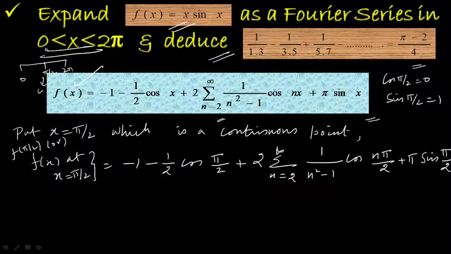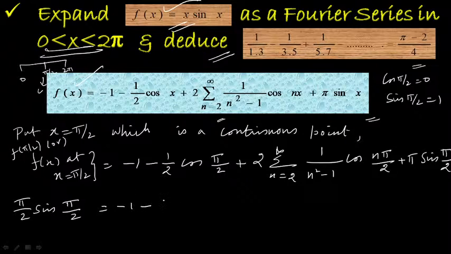Now look at the left hand side, the function value at x equal to pi by 2. What is f of x? f of x is x sin x. So just replace x by pi by 2, that is pi by 2 sin pi by 2. Since it is a continuous point, we have to directly substitute the value. So pi by 2 sin pi by 2.